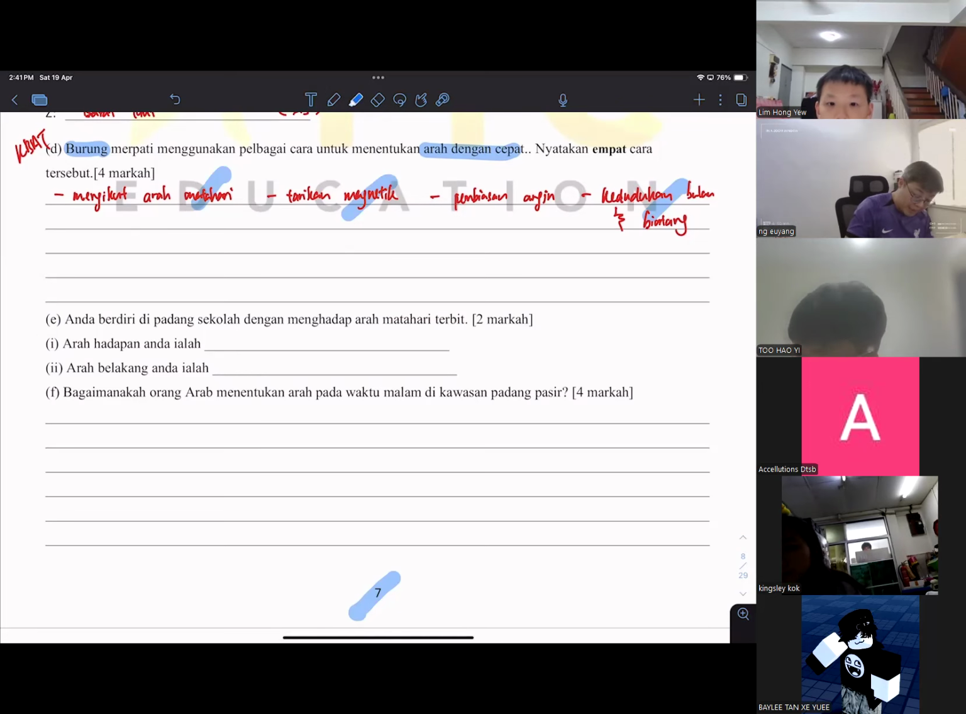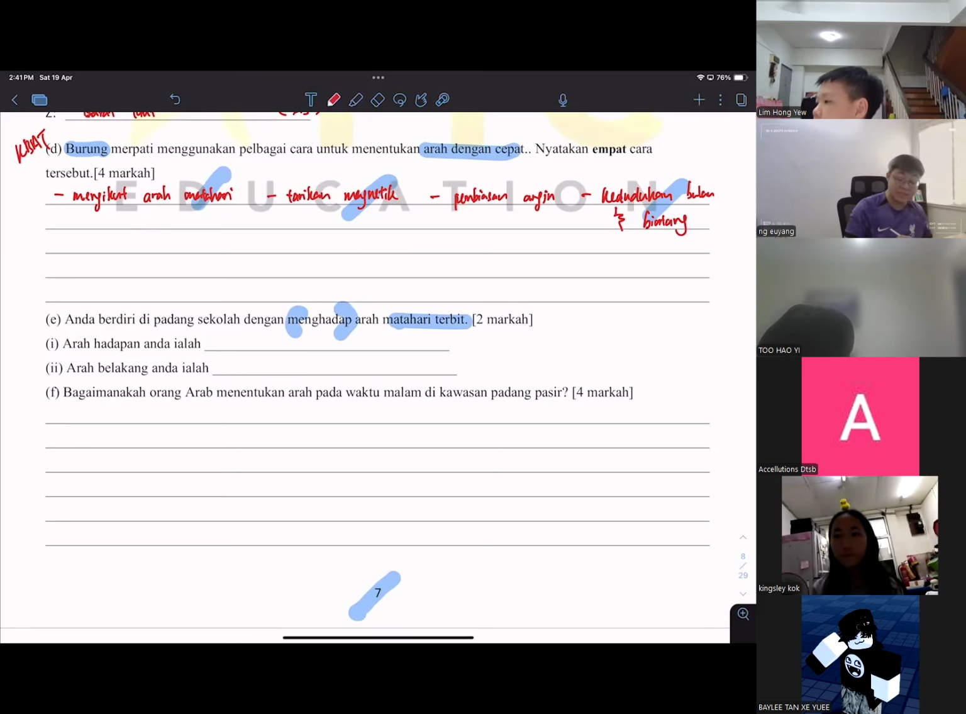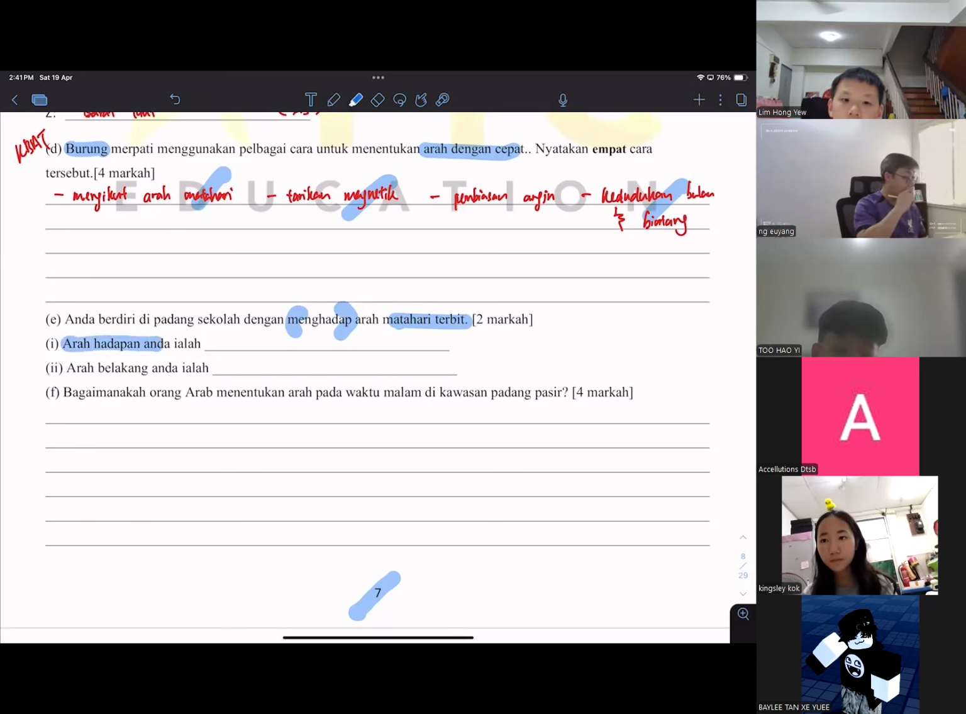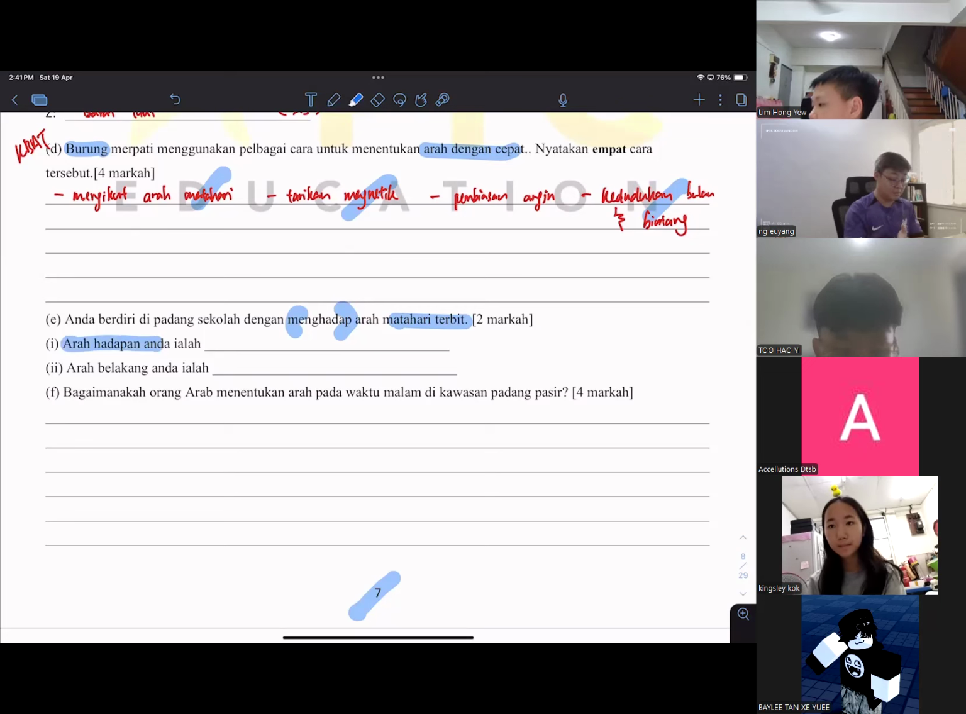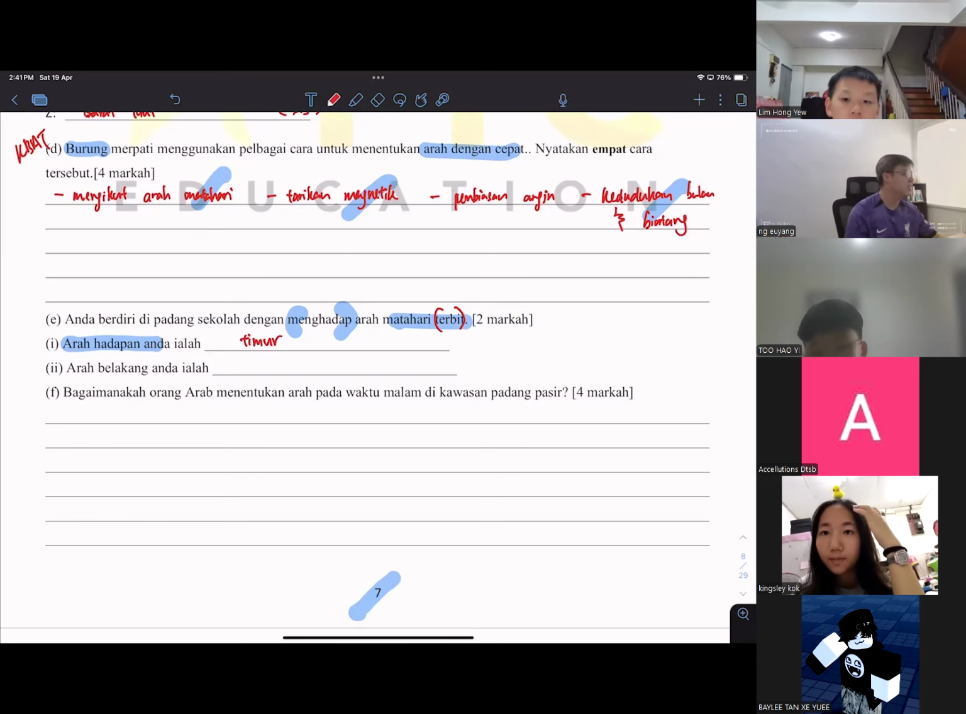Okay. Next one, E is matahari terbit. So the keyword, you are facing the matahari terbit. This is similar to the exam question. If you are facing the sun rising, what is the arah hadapan? I think this is super easy, right? Arah hadapan, you're facing when the sun is rising. So this is 100% timur, right? Harish, how is it becoming utama?